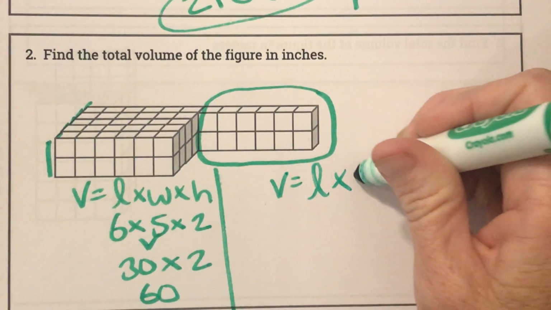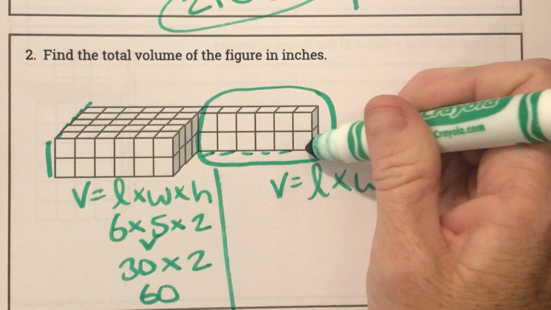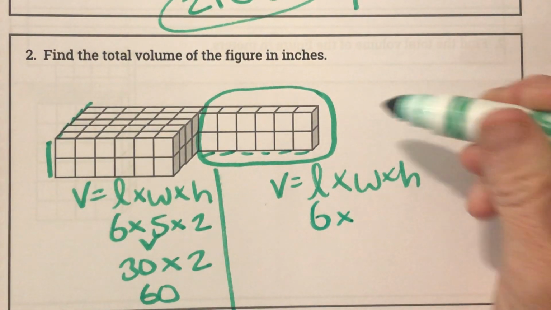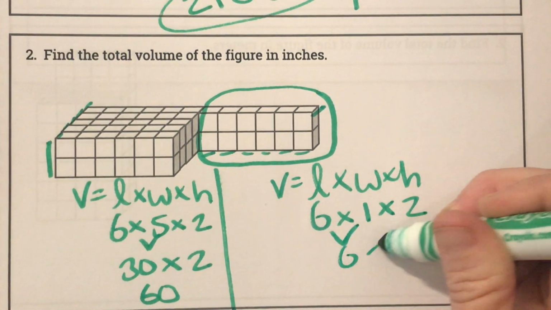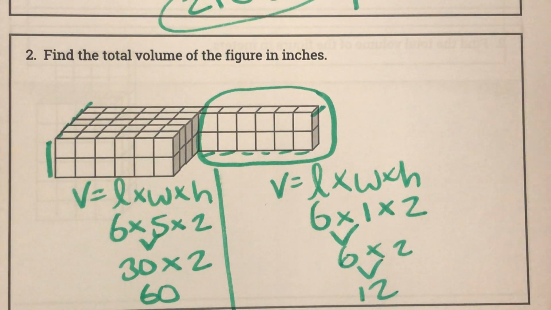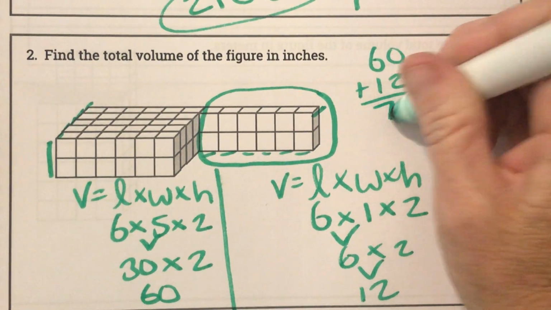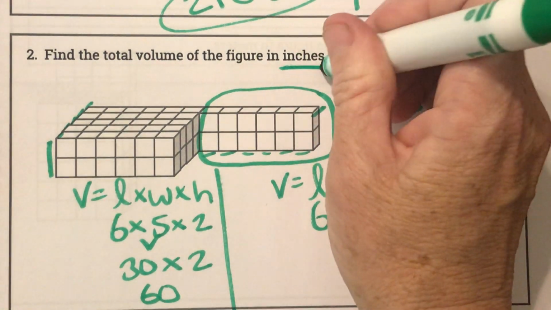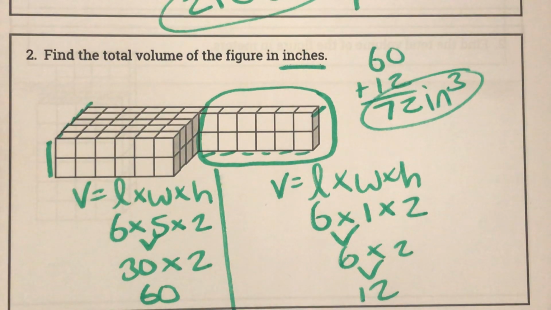On this shape I'm getting, my length is 1, 2, 3, 4, 5, 6. My width is only 1, and my height is 2. So I'm getting 12. So 60 plus 12 is 72. And our final step is inches cubed.